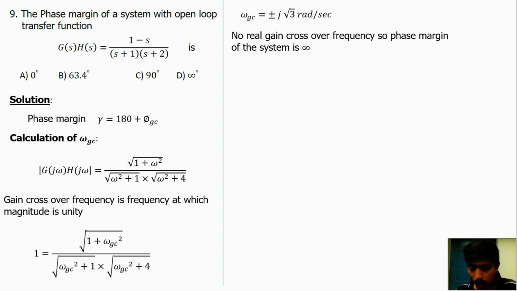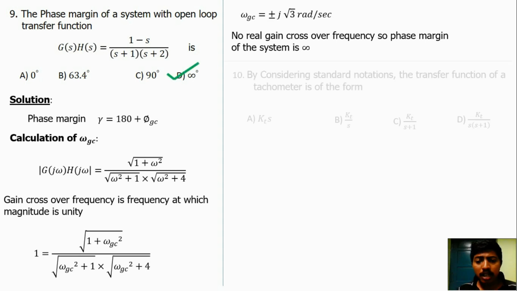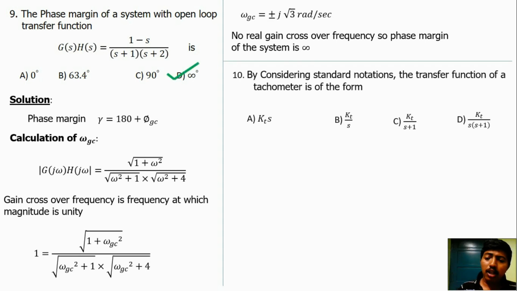Okay. So option D is correct. Next question. What is the transfer function of a tachometer? The tachometer function is derivative control. So option A is correct.